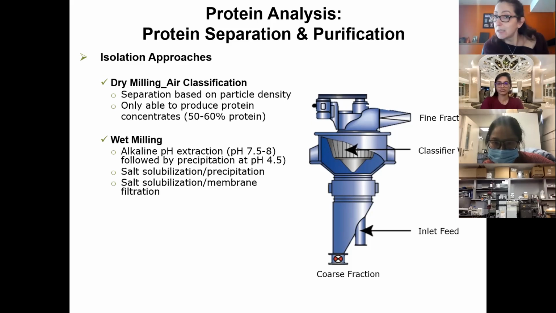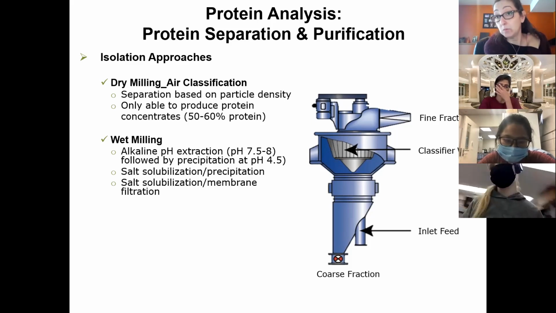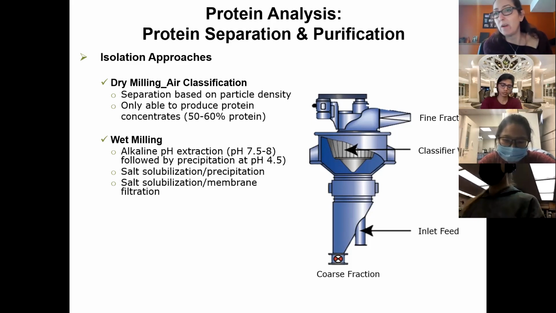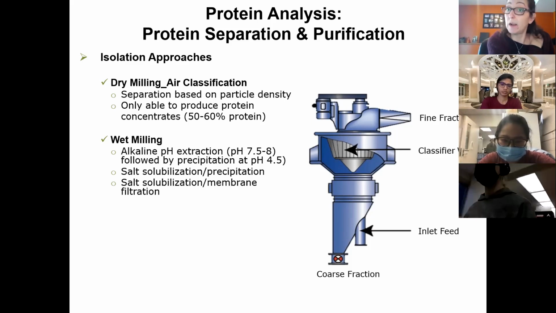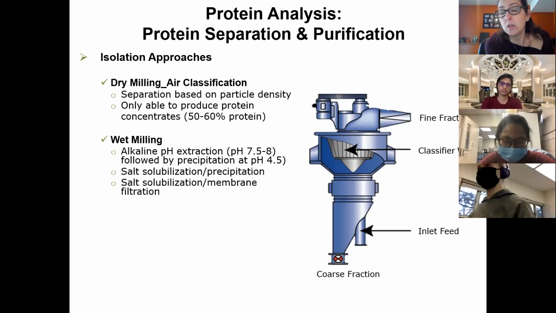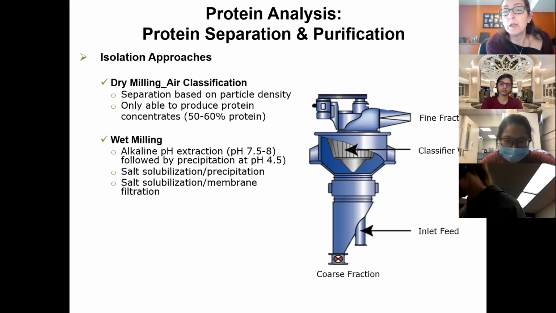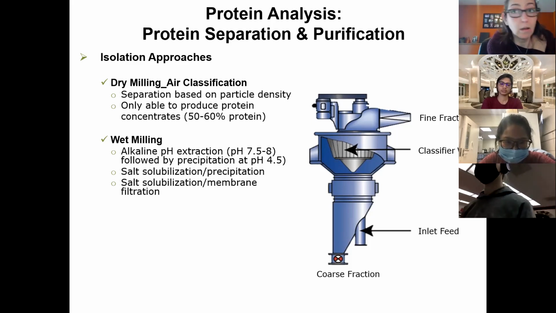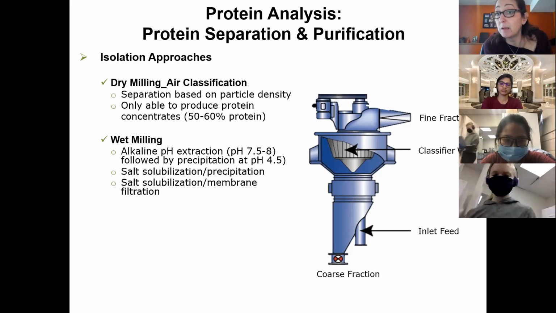You separate it based on density. And you get two fractions out of it. You get a fraction that is high in protein, and it has some starch and fiber, but it is about 55 to 60% protein. And then you get another fraction that is rich in starch and fiber and has less protein in it. So you have two fractions. The fraction that is rich in protein is called protein concentrate and is utilized in different applications. But this process cannot purify the protein further into an isolate. You cannot get a 90% protein purity from dry milling.